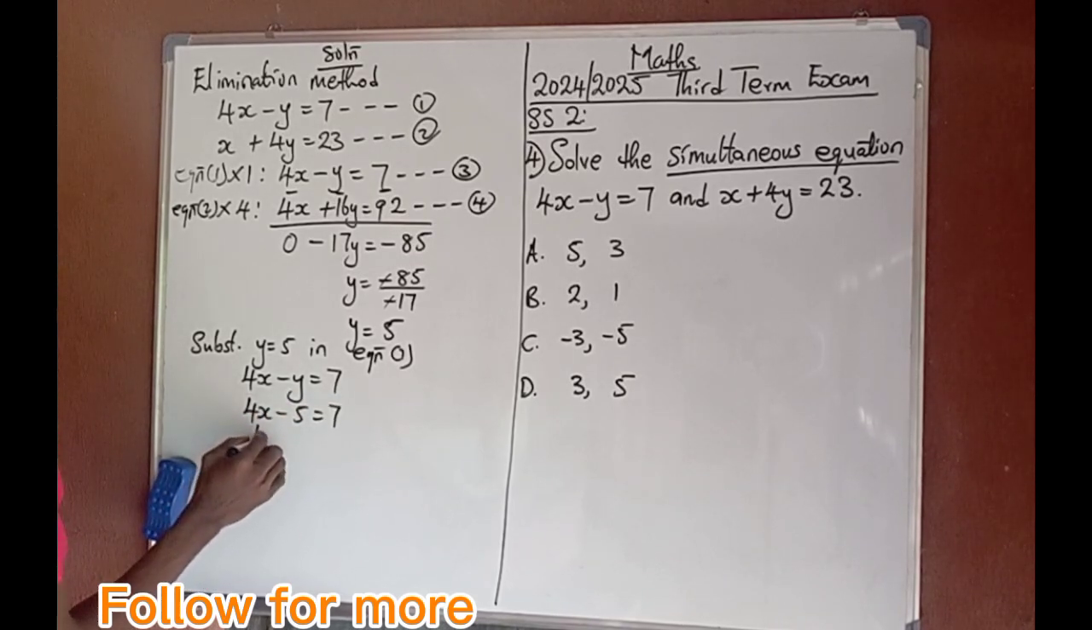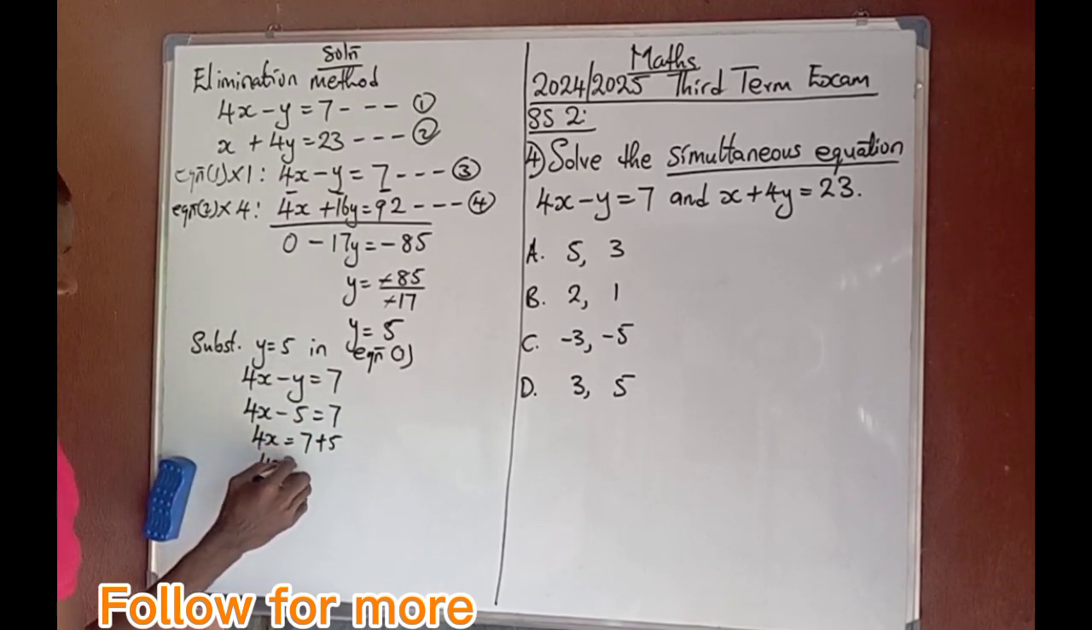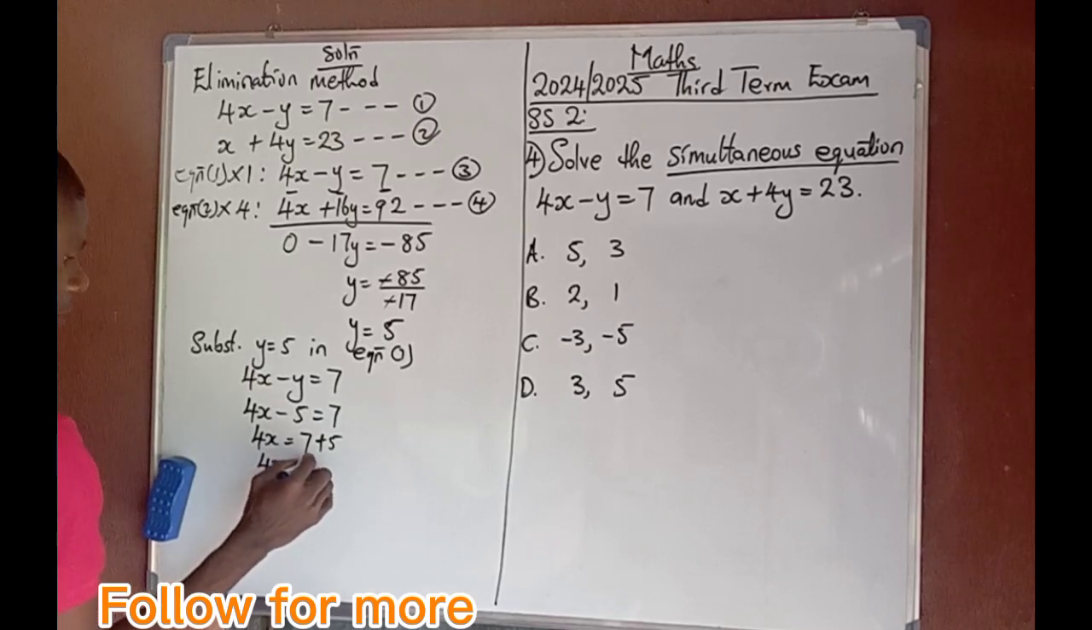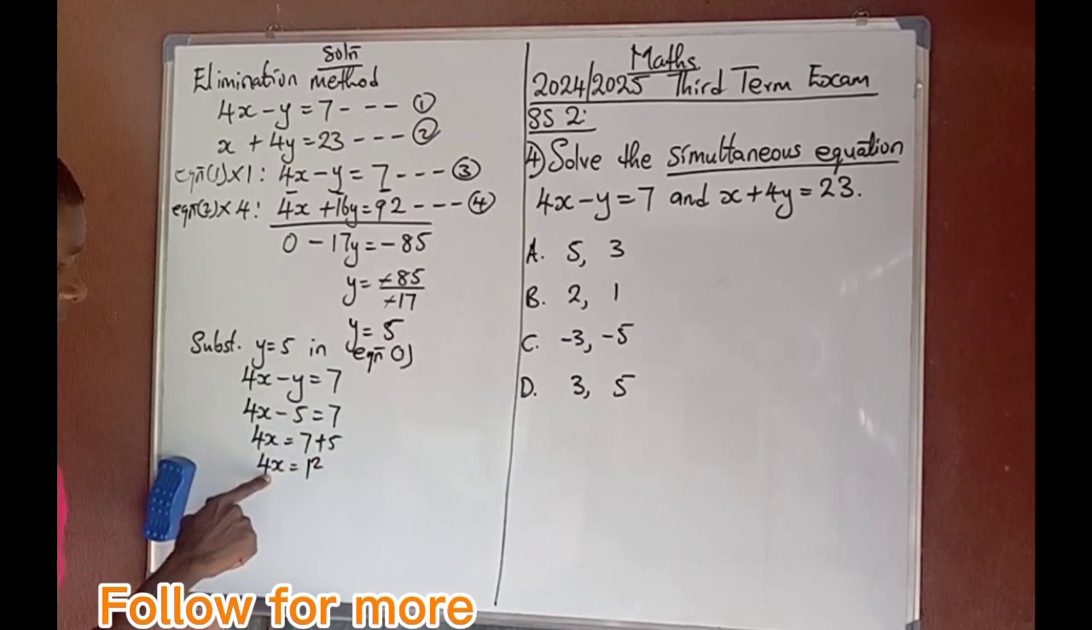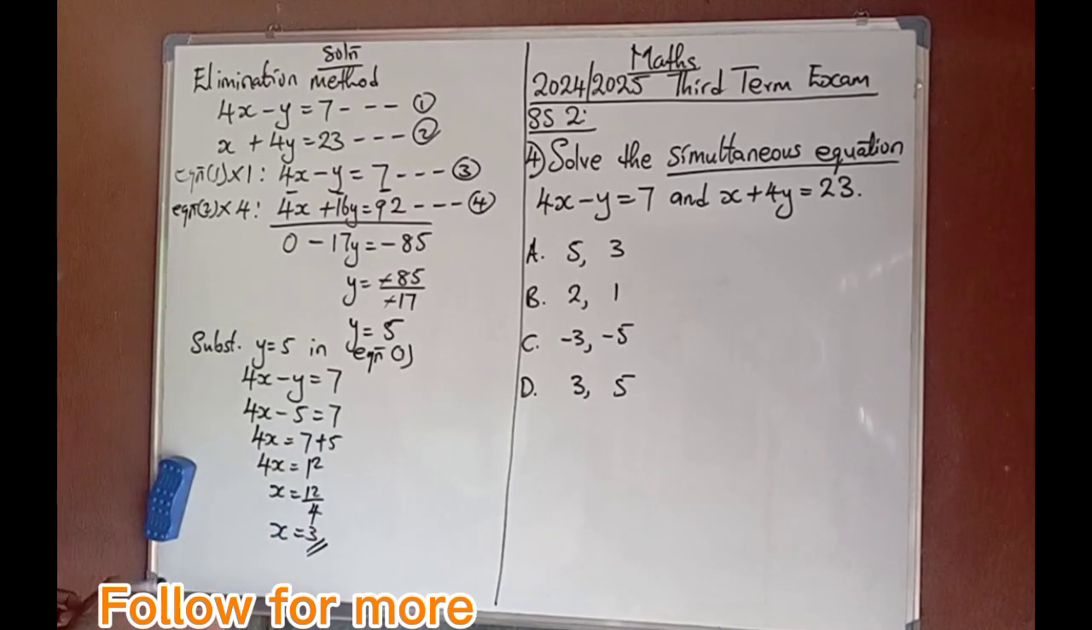Let's transpose by collecting like terms. This is equal to 7. This one coming over becomes plus. So 4x is equal to 7 plus 5, which is 12. So we divide both sides by 4. x is equal to 12 over 4. x is equal to 3. This is for the elimination method.